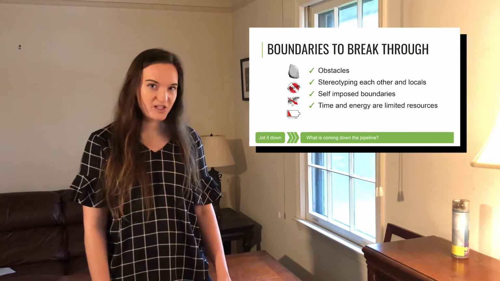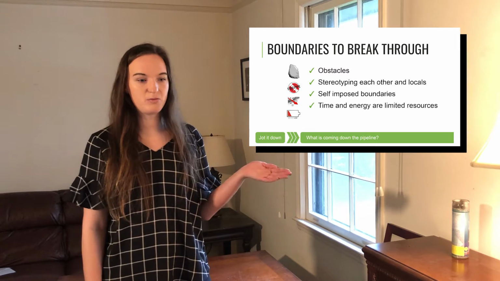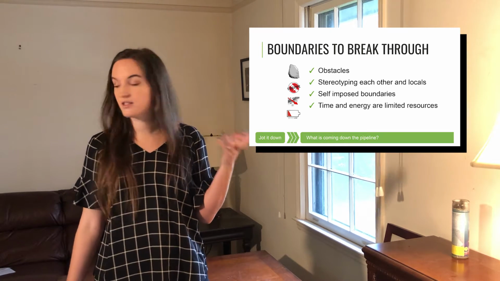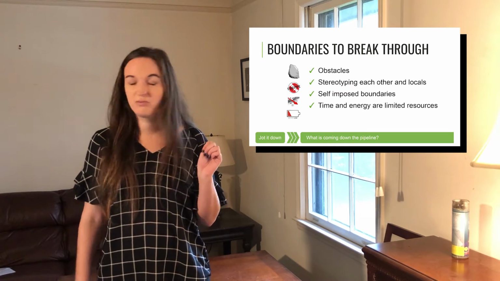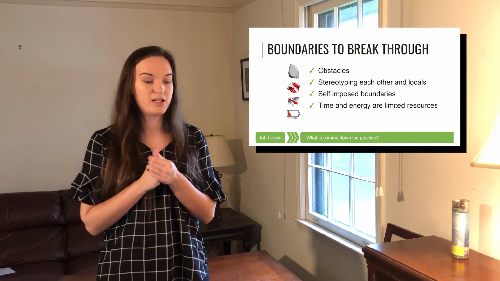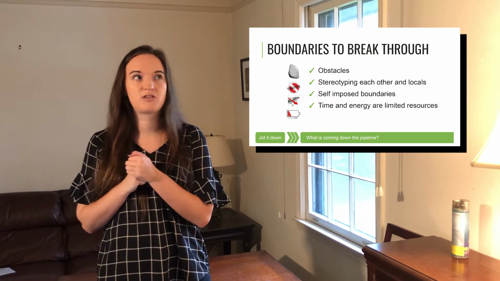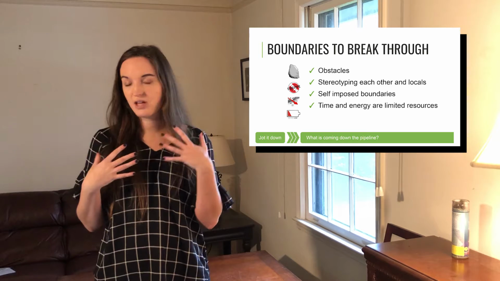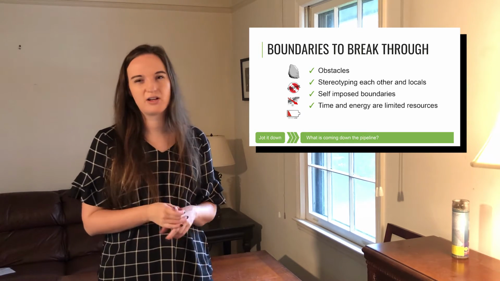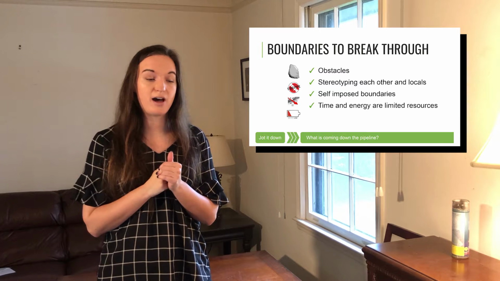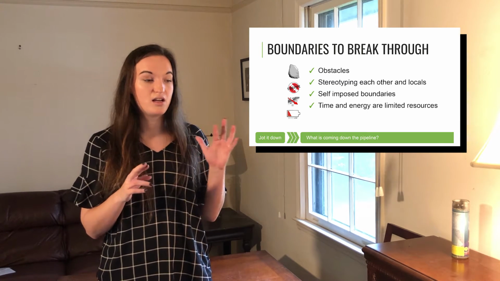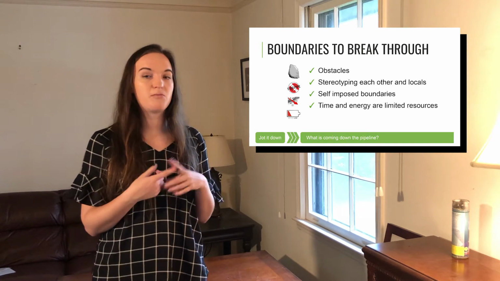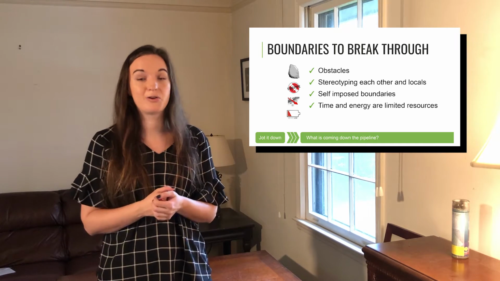So these are some boundaries to break through. First of all, we have obstacles, which we talked about earlier. Obstacles can be abstract, they can be physical, lots of different types of obstacles. And then stereotypes, that's a big boundary. So stereotyping each other, stereotyping the new culture that you're going to be in, their stereotypes of you, that kind of thing. Then there's self-imposed boundaries, so that's like the comfort zone that we talk about, and being with your friends and social media. And then lastly, it's resources. So time, energy, money, those are all boundaries that you're going to have to push through.